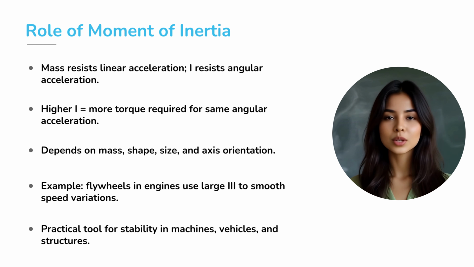quickly. So what does I really tell us? Just like mass resists linear acceleration, moment of inertia resists angular acceleration. If I is large, more torque is needed to achieve the same angular acceleration. That's why heavy flywheels are used in engines. Their large moment of inertia makes them resist sudden speed changes, keeping the system stable. So while mass measures translational inertia, moment of inertia measures rotational inertia.